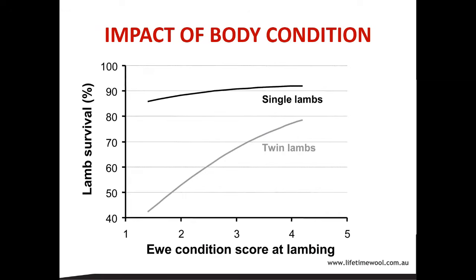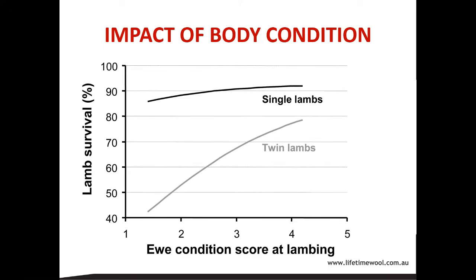All right, so body condition is extremely important in the production life cycle of a ewe. It has a high impact on lamb survival, right? So this graph depicts the lamb survival percentage linked to the body condition score of a ewe at lambing.